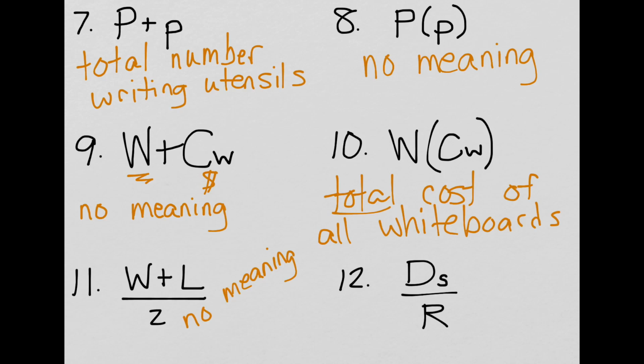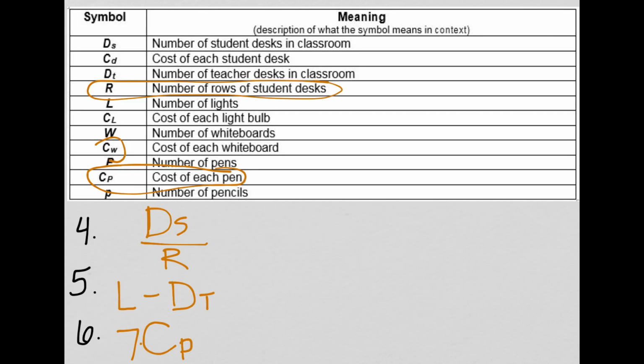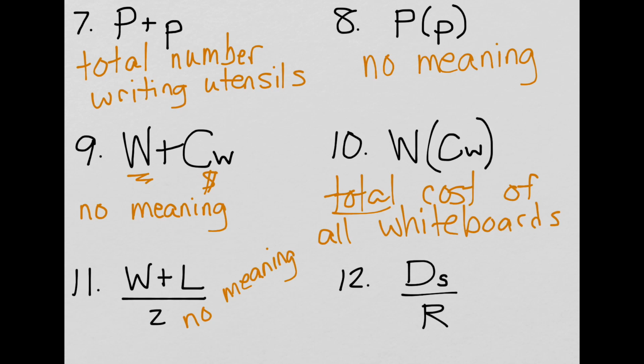Okay, and then this one should sound kind of familiar. If I have the total number of student desks, and I divide by how many rows there are, that's going to give me the number of student desks in one row. And in fact, it's exactly like what we did on number 4 in the front, just going the opposite direction. So it's the number of student desks in one row.